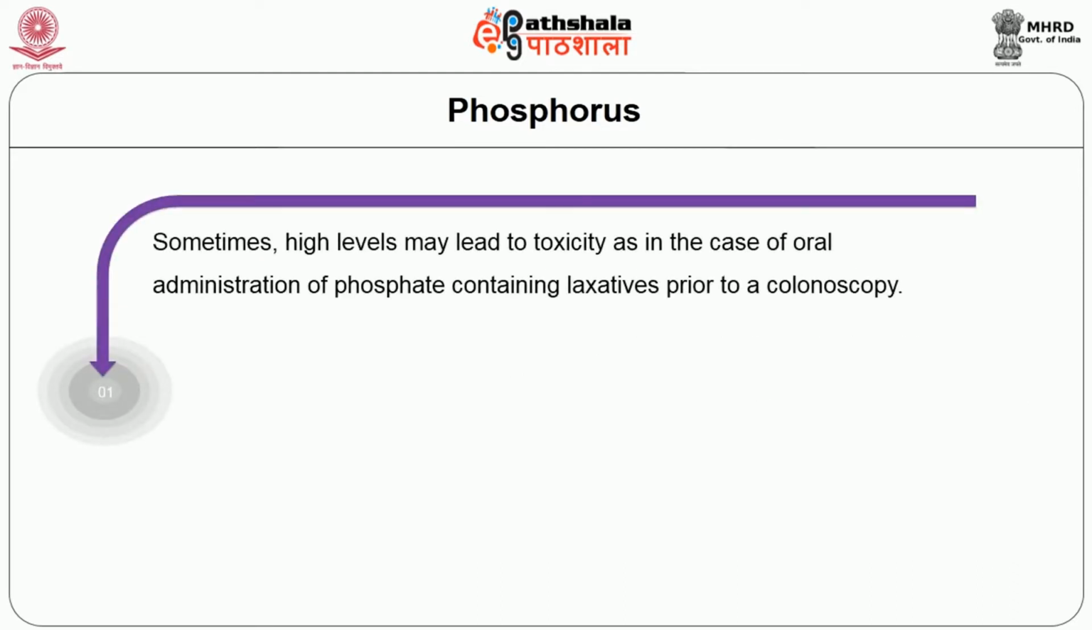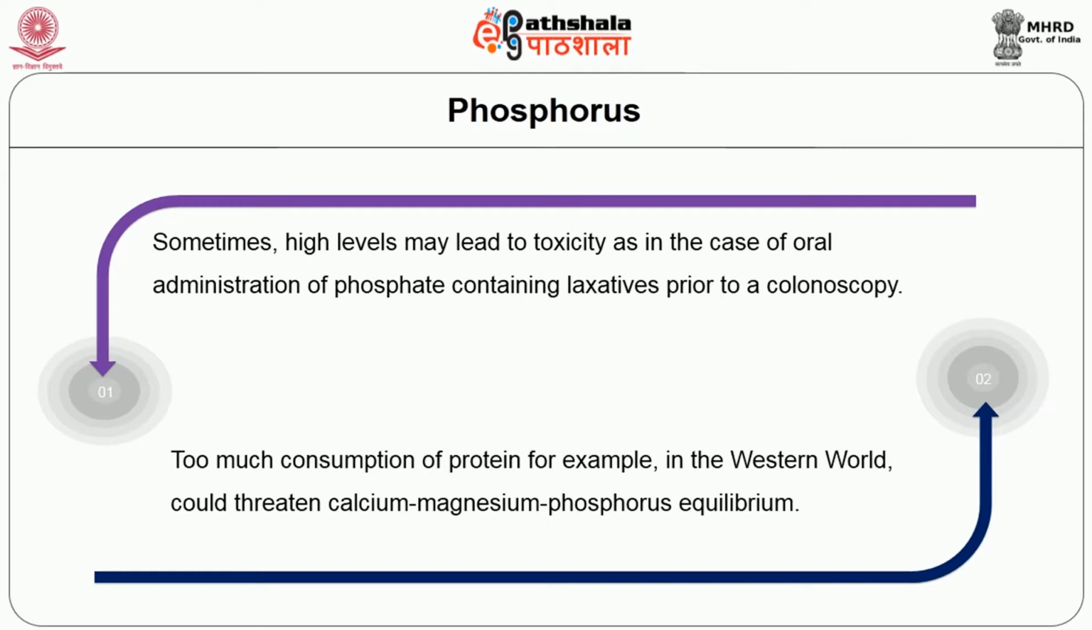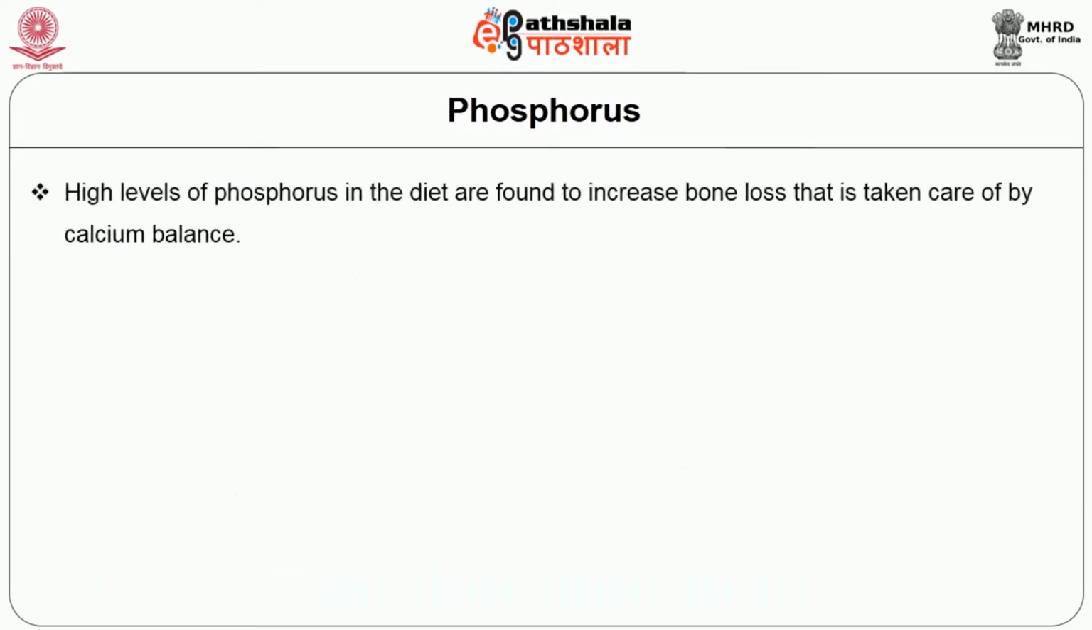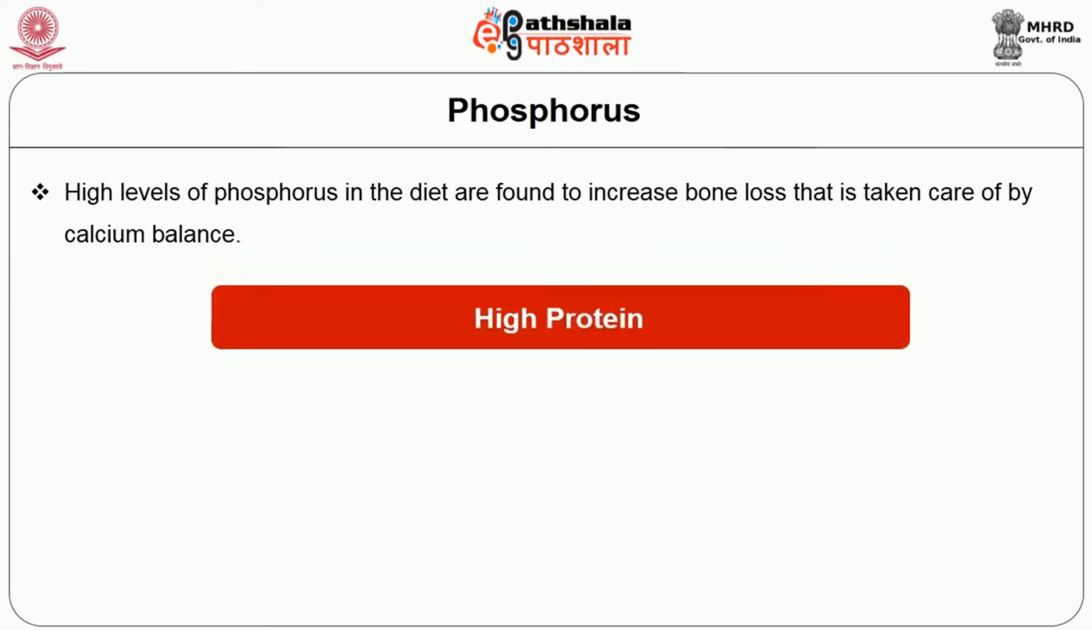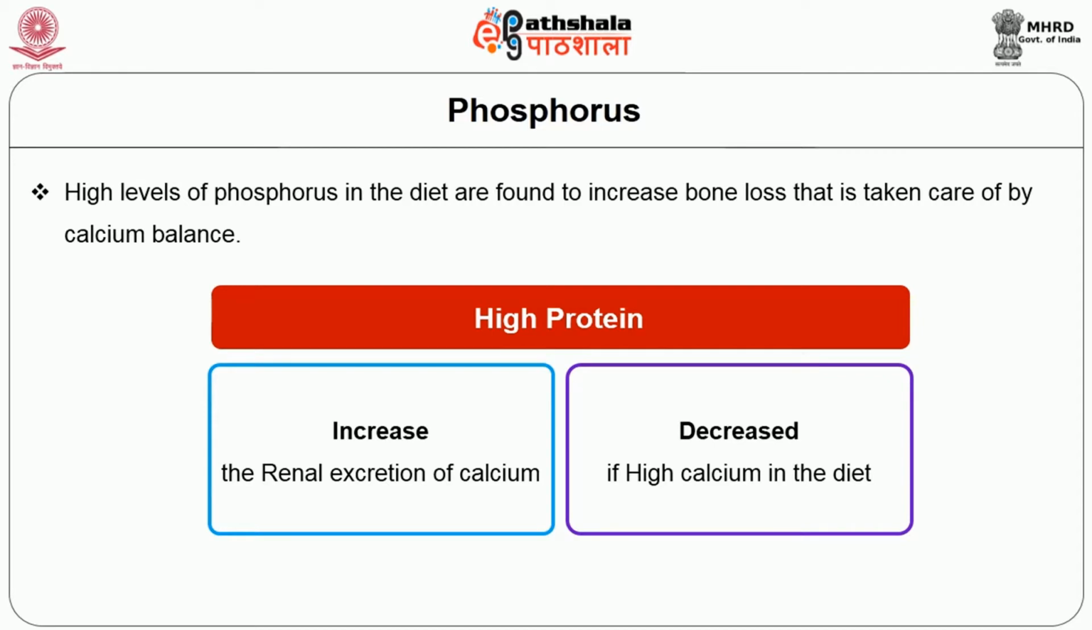Sometimes high levels may lead to toxicity, as in the case of oral administration of phosphate containing laxatives prior to a colonoscopy. Too much consumption of protein, for example, in the Western world could threaten the calcium-magnesium-phosphorus equilibrium. High levels of phosphorus in the diet are found to increase bone loss, that is taken care of by calcium balance. High protein intake is found to increase the renal excretion of calcium, but this effect was decreased if high calcium in the diet is accompanied by high protein.